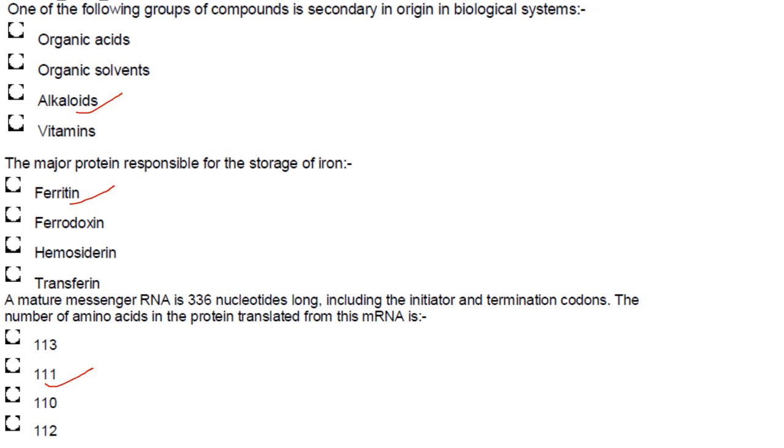So 336 minus 3 would be 333, divided by 3, which would incorporate 111 amino acids into a protein. So answer is option B, 111.